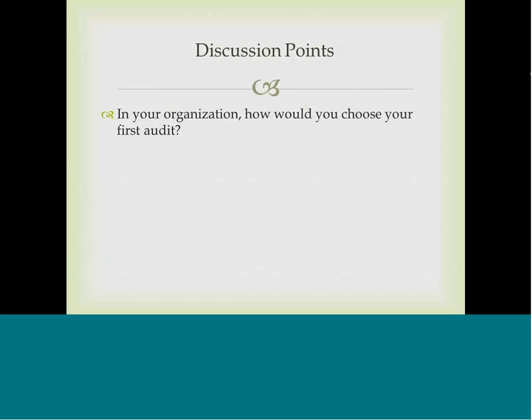So think about your organization, and if you were conducting your first audit, what would you focus on? What would you focus on? A business unit, a particular asset category across the organization, liabilities? What would make most sense and what would have the greatest value to your organization?